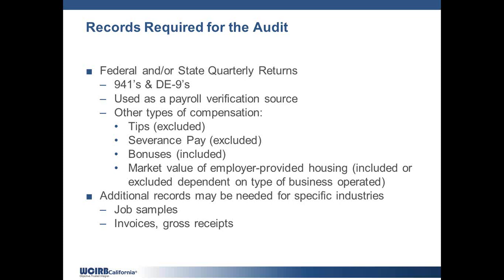Federal and state quarterly payroll tax returns are commonly used to verify the payroll amounts are accurate. Adjustments are made for various payments such as tips, severance pay, bonuses, lodging, or other forms of compensation based on USRP payroll provisions to reconcile or balance the workers' compensation payroll to the taxable payroll amounts.